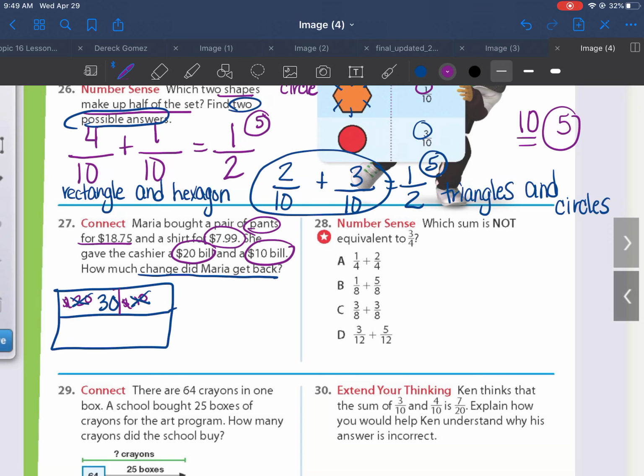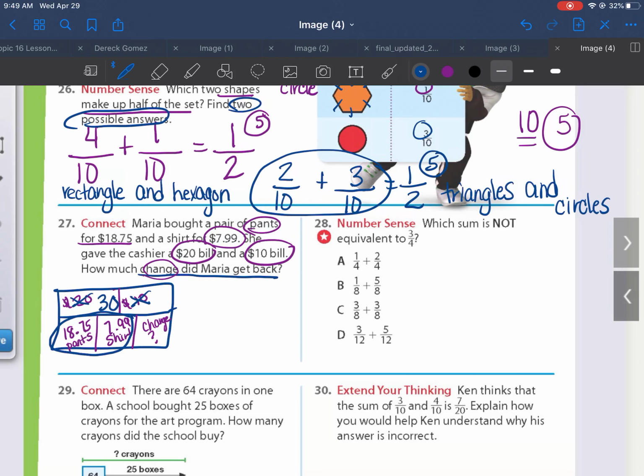So in total, she had $30. It says that she bought a pair of pants. That's 1. A shirt. That is 2. And we're looking for the change. So we have pants, we have shirt, and we're looking for the change. That means we're going to have 3 parts. The first part will be the pants, which will be $18.75. The shirt will be $7.99. And the final box is for the change. How much change does she have left? That's what we're looking for.